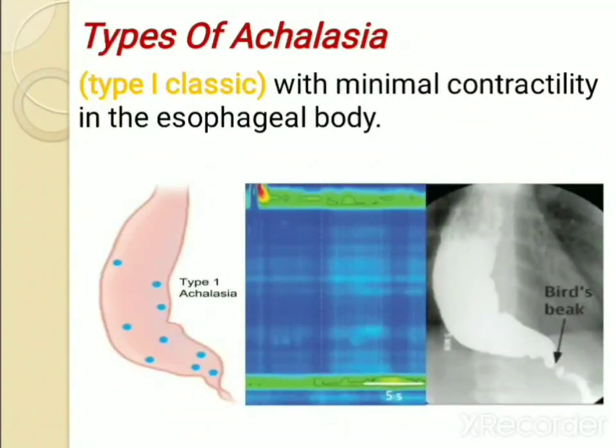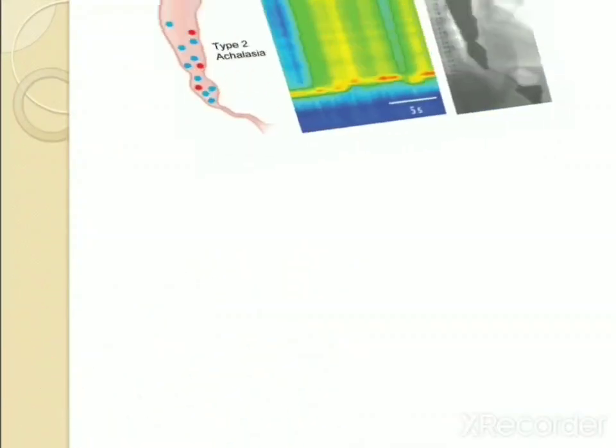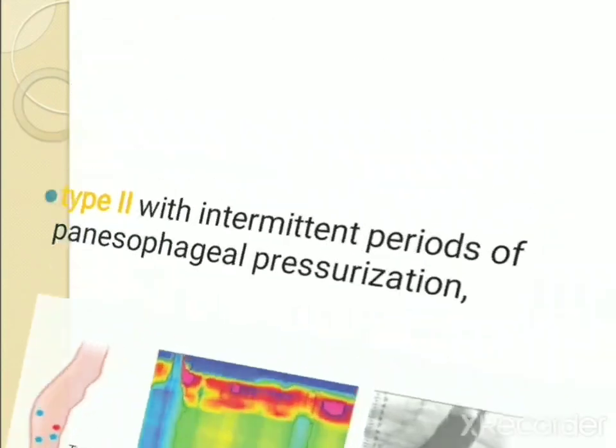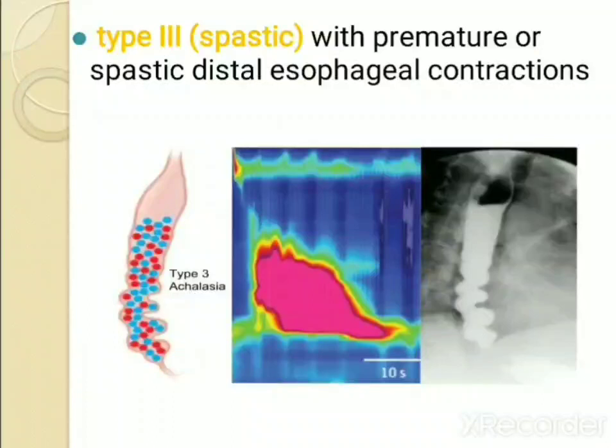Now, types of achalasia. We have three types of achalasia. Type 1, classic, with minimal contractility in the esophageal body. Type 2, with intermittent periods of pan-esophageal pressurization. Type 3, spastic, with premature or spastic distal esophageal contractions.